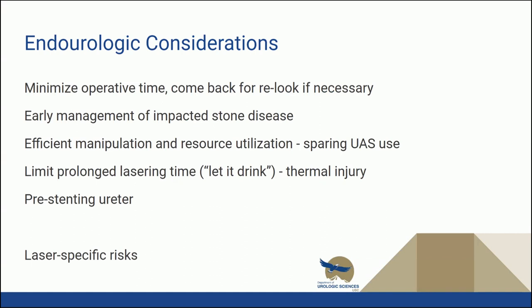Some endourologic specific considerations that we would need to keep in mind: when performing stone surgery, for example, we want to minimize our operative time and our time in the ureter. If needed, especially for more difficult or complicated cases, or large stone burden, we can always come back for a relook if necessary. We should be looking at early management of impacted stone disease, again thinking back to that two month cutoff for up to 24% stricture risk formation. Using ureteral access sheets sparingly and making all of our moves as efficient as possible, using resources sparingly, can go a long way in reducing our risk in the ureter.